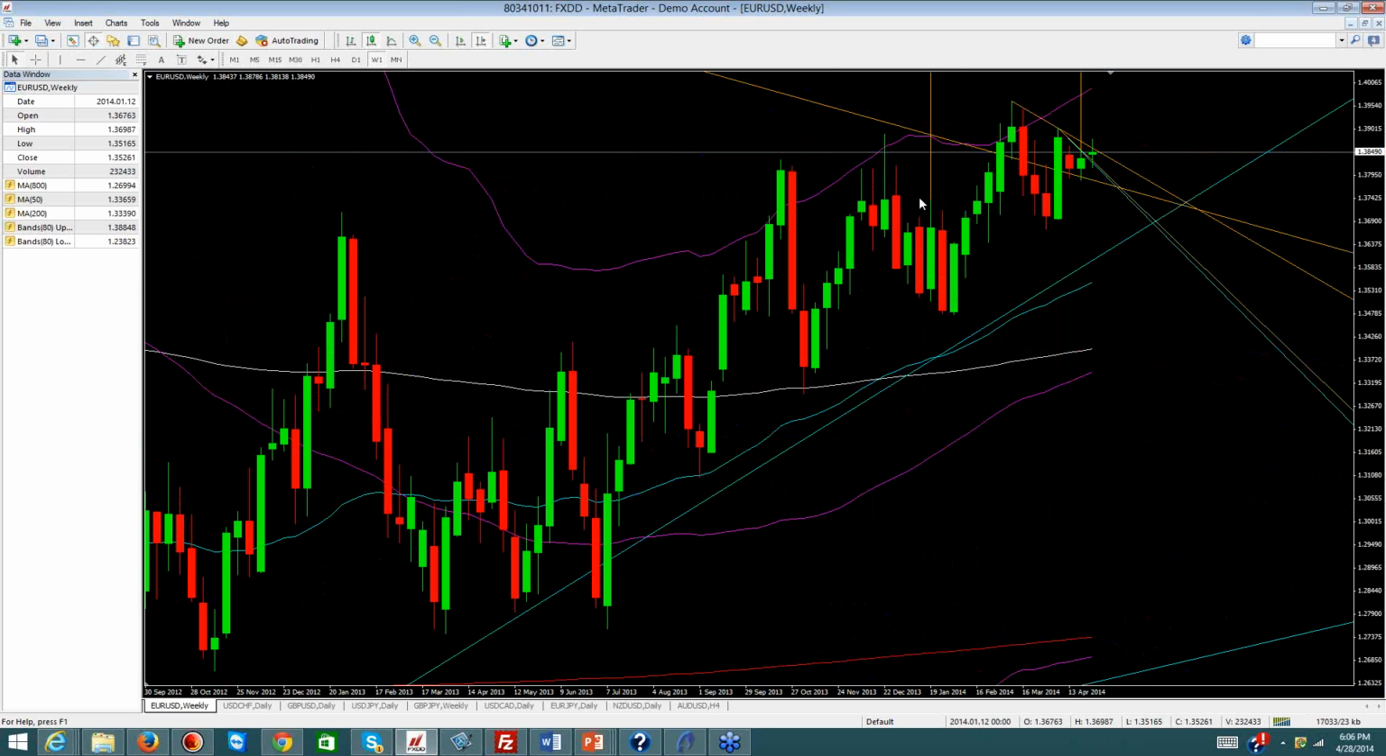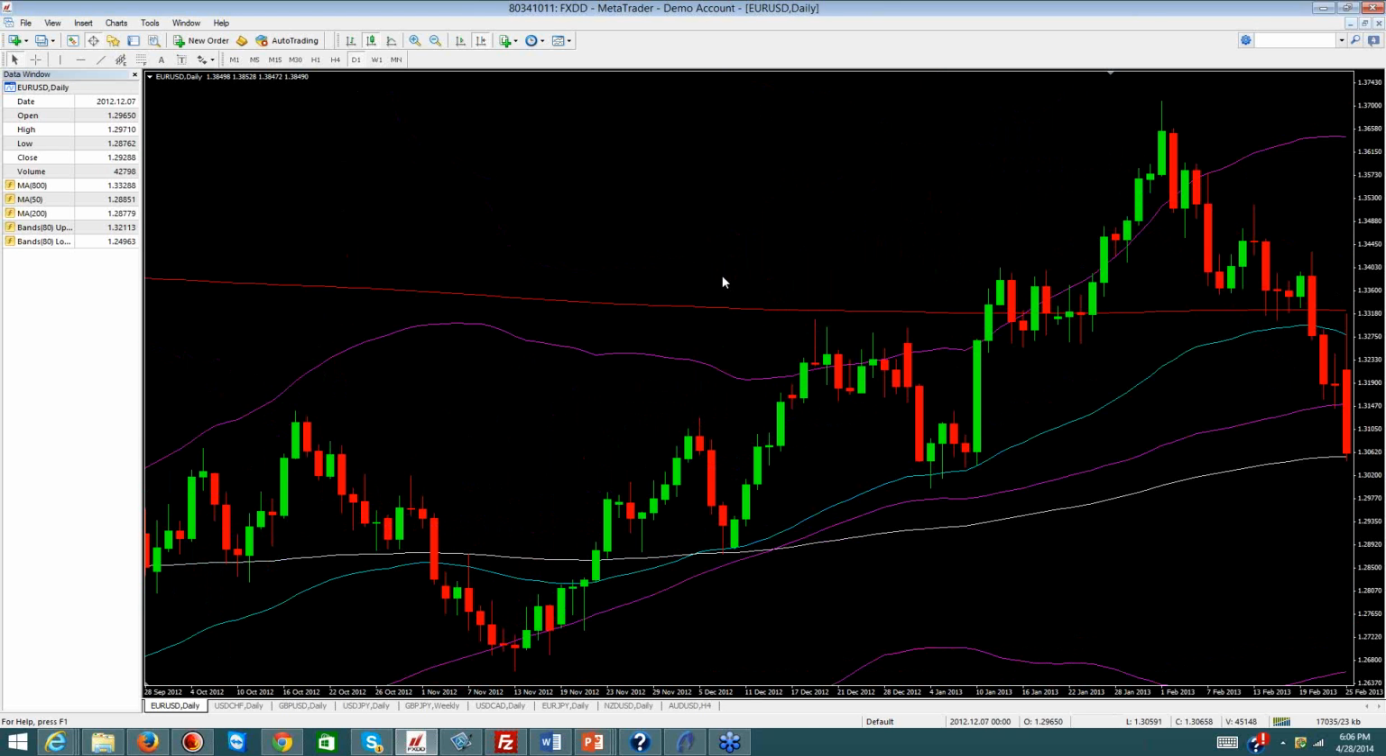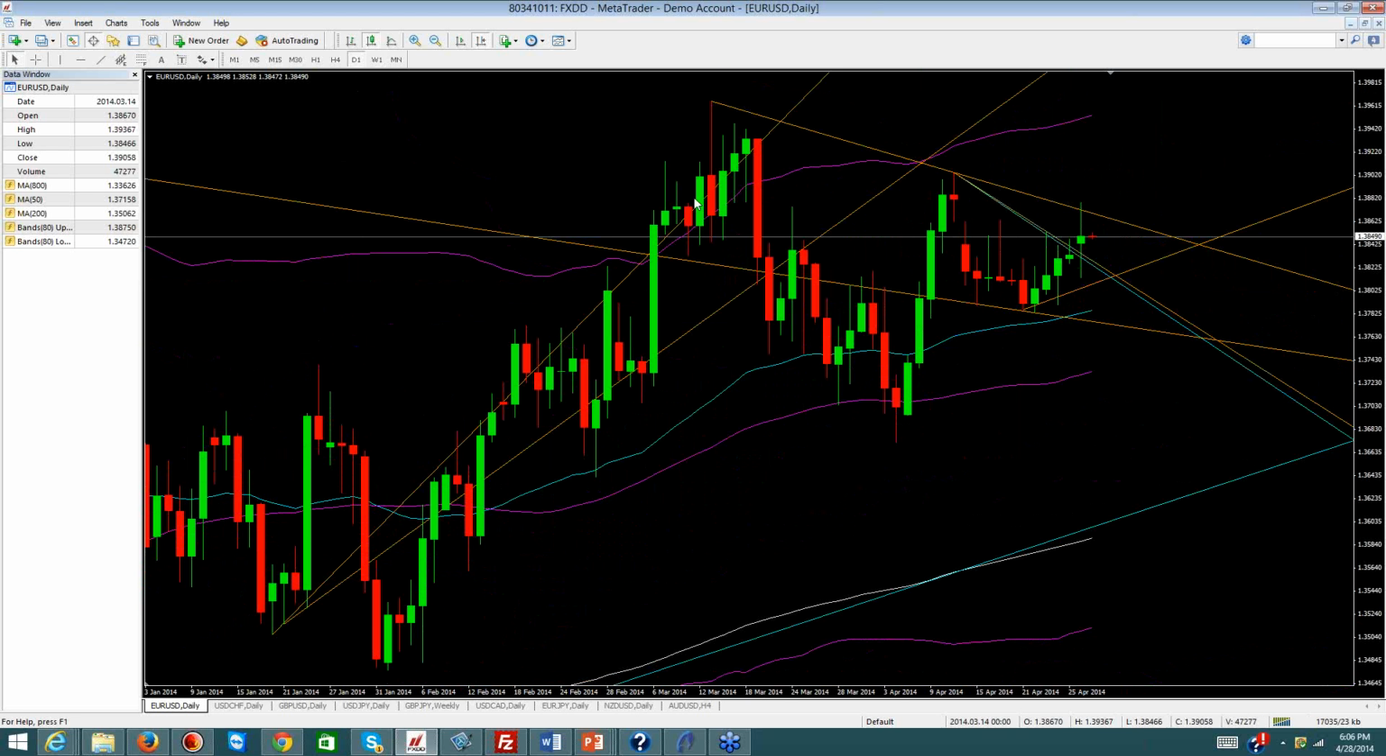So what we're going to be looking for going forward is a rejection of price at the higher area and then a move downward. We're going to look out for a sell-off on the euro dollar, and I'm going to show you basically some evidence for that.